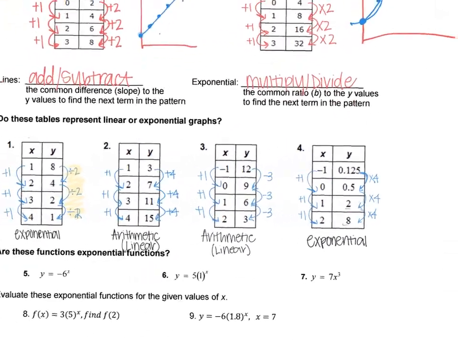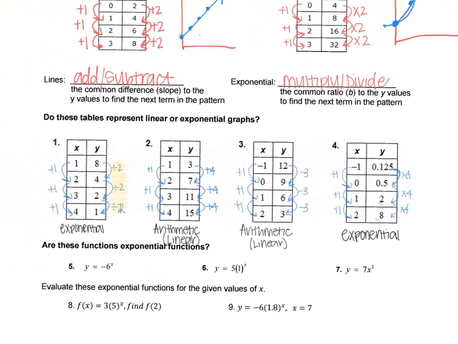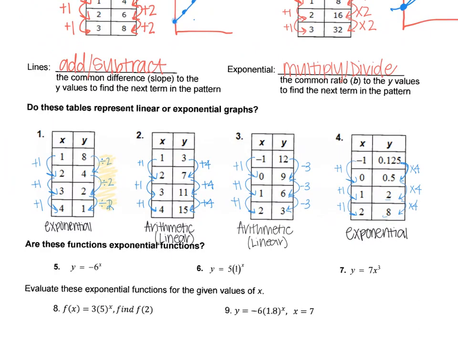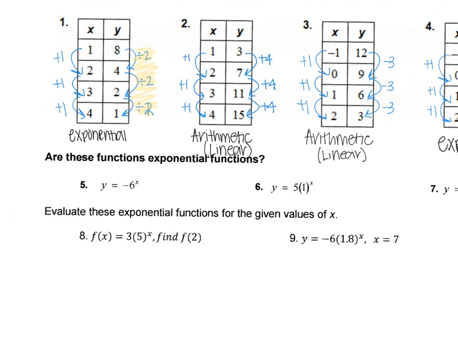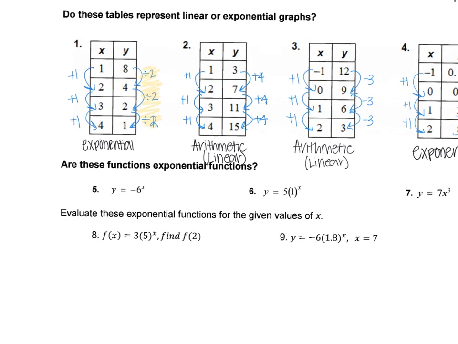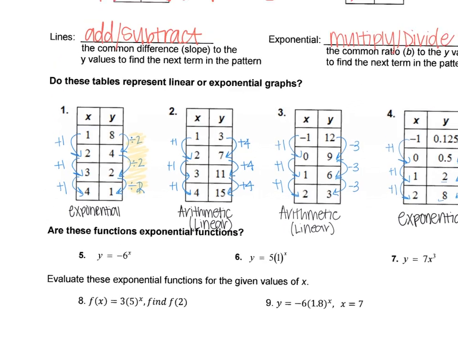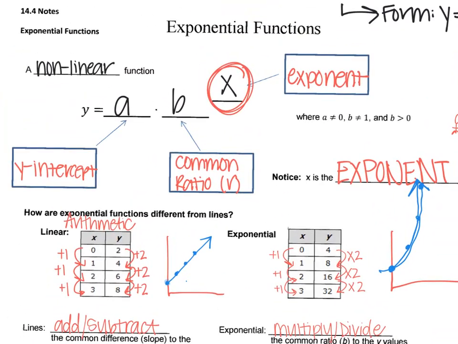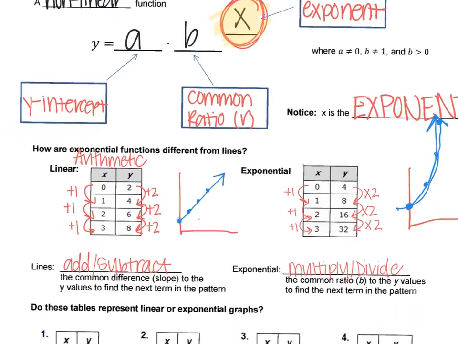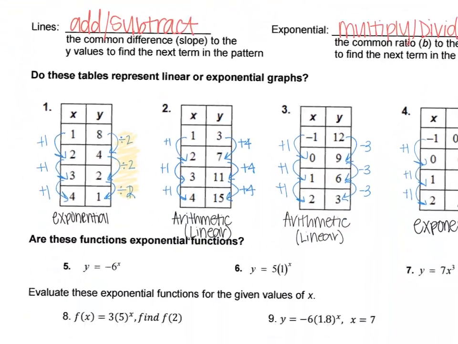So not too bad. You're just trying to find the common difference or the common ratio again. This one says, are these exponential functions? Here's the only thing you need to look at to figure out if it's an exponential function. Remember, like I said up here, this is the key, what I circled in red. It has to have an x in the exponent. If it's got any other number as an exponent, it's not exponential. X in the exponent makes it exponential.